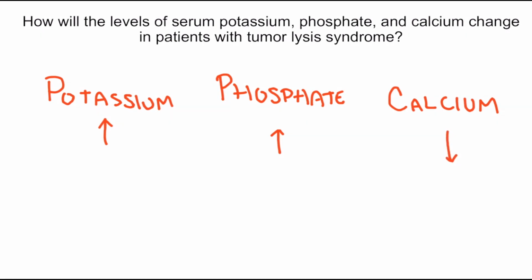And the reason that the potassium and phosphate increase is because the cancer cells just released them when they were killed by the chemotherapy. And then the reason the calcium decreased was, as I just mentioned, a result of the free phosphate binding it up.